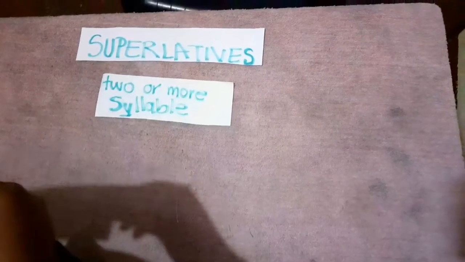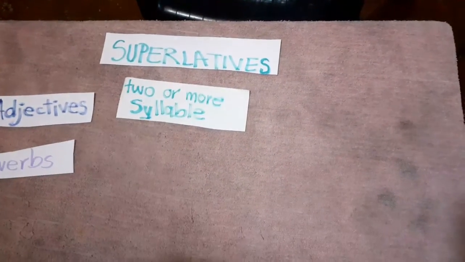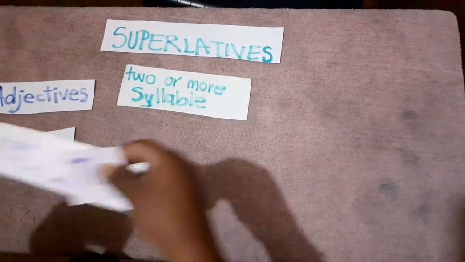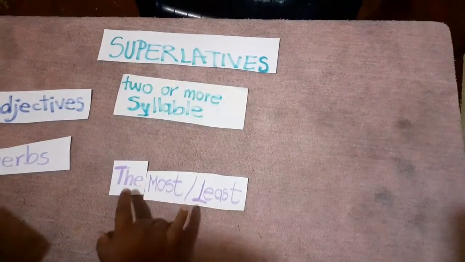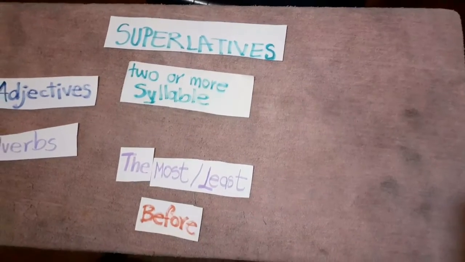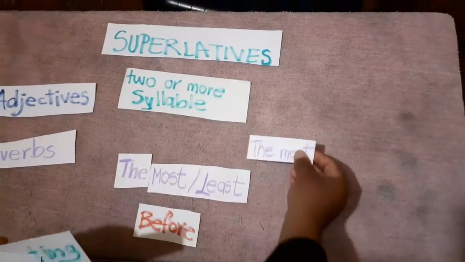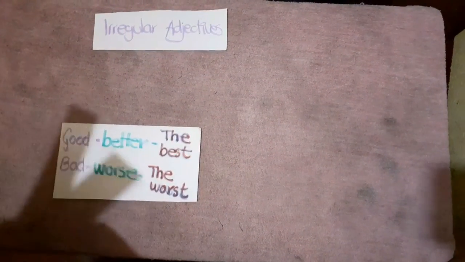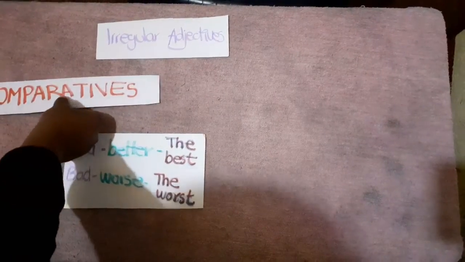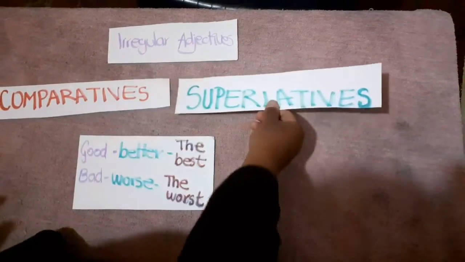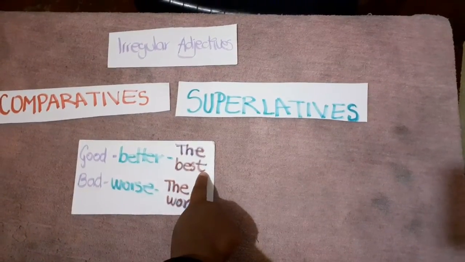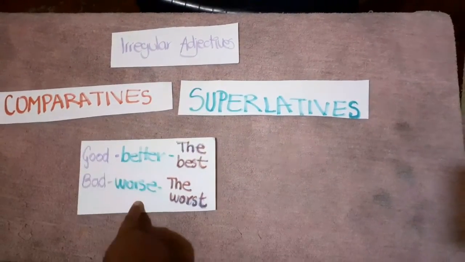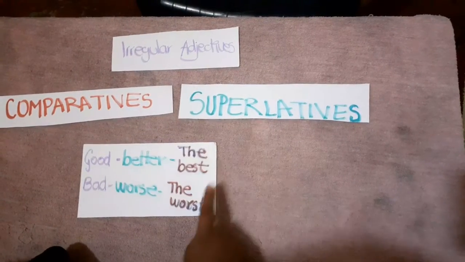With two or more syllable adjectives or adverbs, we put the most or the least before them. For example, the most interesting book. Also, there are irregular adjectives like good or bad. Comparative, better. Superlative, the best. Bad, comparative, worse. Superlative, the worst.